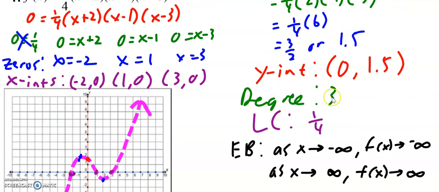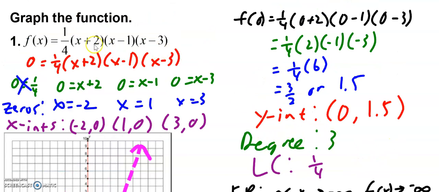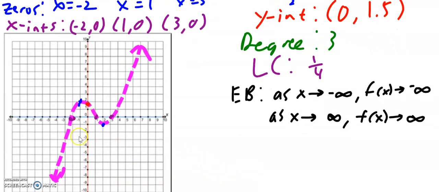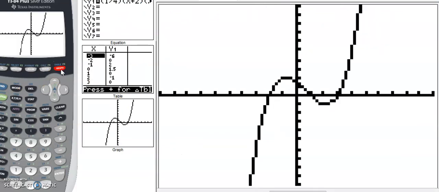Before I did that, though, I also identified the degree and the leading coefficient to help me with my end behavior. So the degree is 3 because if I was to multiply all of this out, I would end up with x cubed. The leading coefficient is 1/4 because if I was to multiply all of this out, 1/4 would be the thing in front times the x cubed part. And then my end behavior, so as x goes to negative infinity, f of x also goes to negative infinity, and as x goes to positive infinity, f of x also goes to positive infinity. So I got my graph, and again, I used the calculator to help me confirm that.